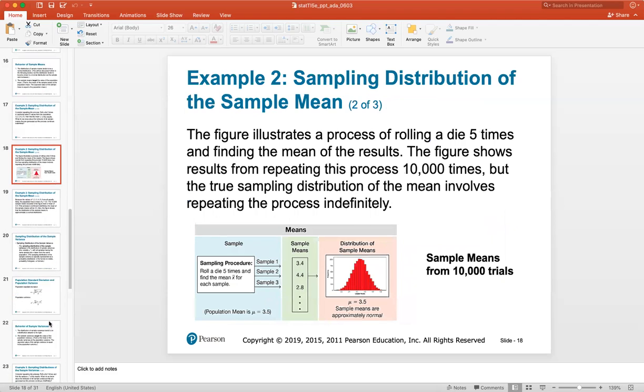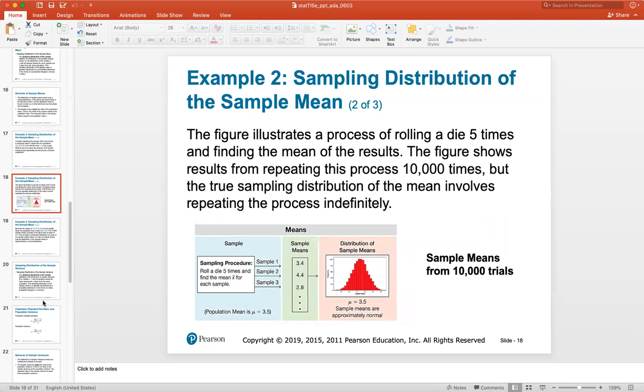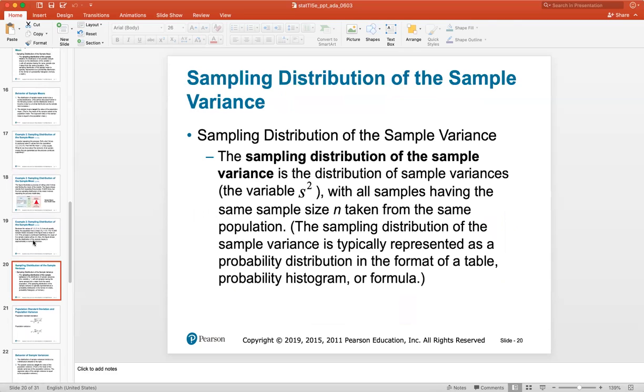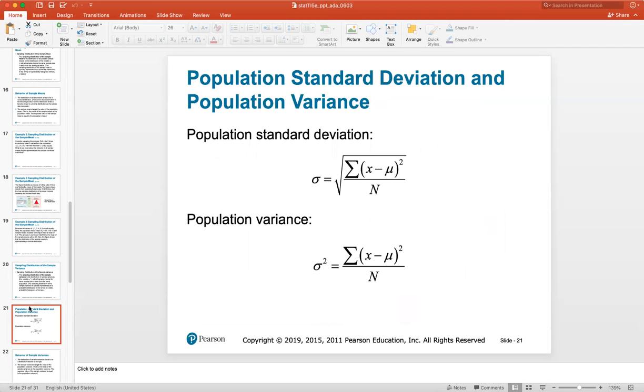The sampling distribution of the sample variance is the distribution of the sample variance over all samples having the same sample size and taken from the same population. So what is the population standard deviation? The population variance is going to be this. This is the formula.